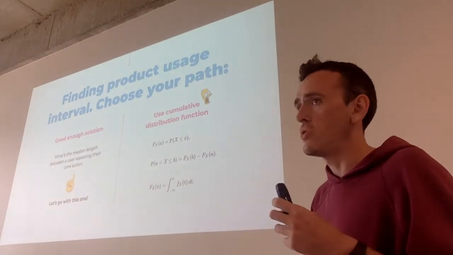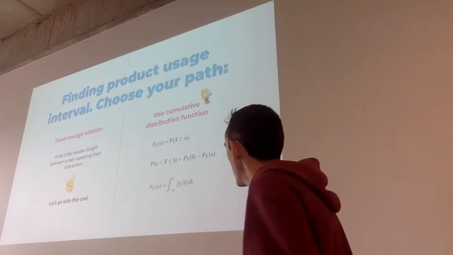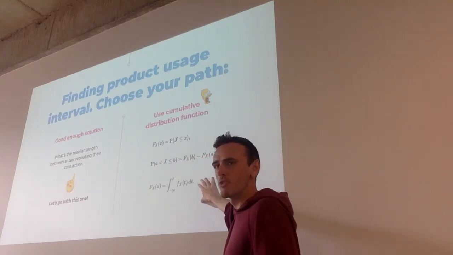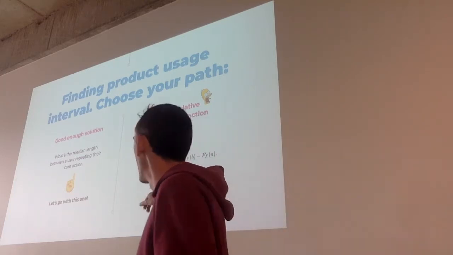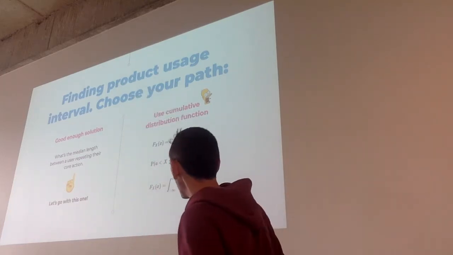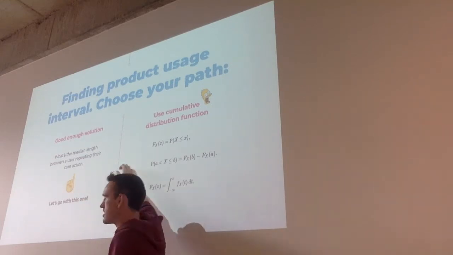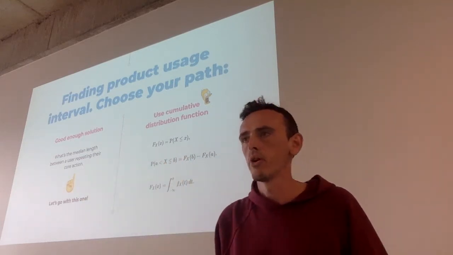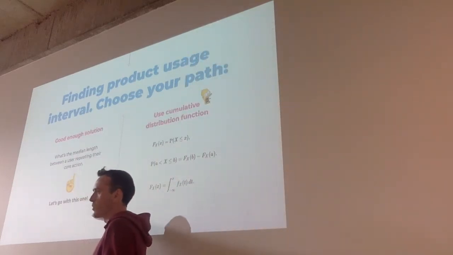There are two ways to find product usage interval. One is the way I do it, which is this, the cumulative distribution function. I've never actually done this, I don't understand it. It just looks really smart, so I want to do this. This is the super scientific, AI way. We don't trust that. We're just going to go with the good enough way, which is the growth hacker mindset.